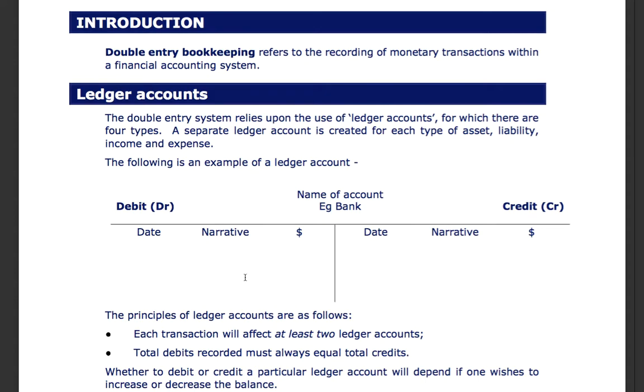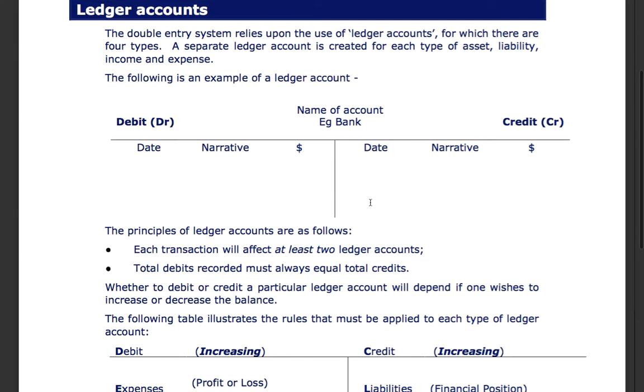You do a different ledger account for assets, for liabilities, for income, for expense, right? For equity, for that matter. There's a debit side, there's a credit side. Now the left-hand side is always called the debit side. The right-hand side is always called the credit side.